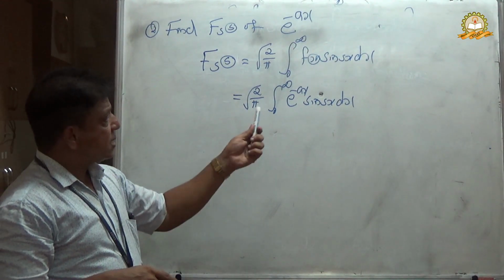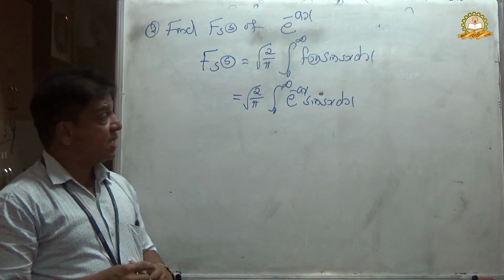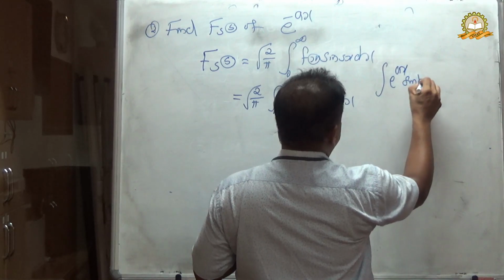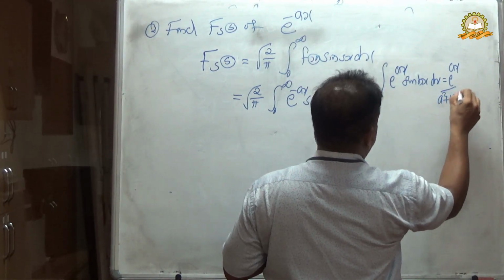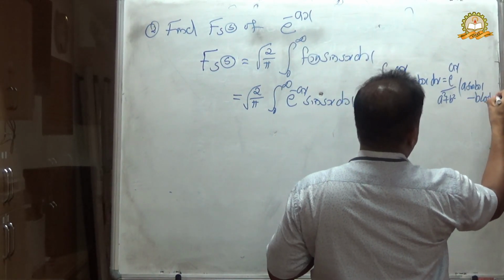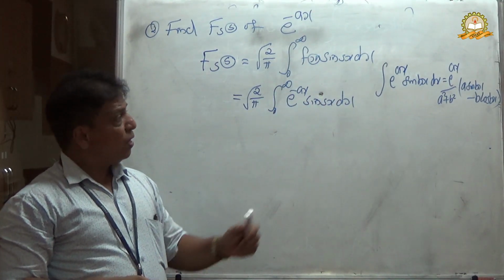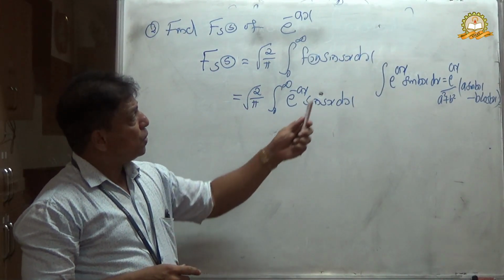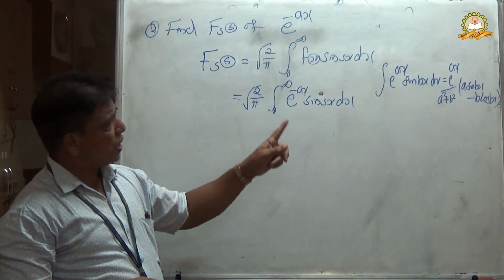Here, in this case, we use a standard result in integration. That standard result says that the integral of e raised to ax sin bx dx is e raised to ax by a square plus b square into a sin bx minus b cos bx. This is the standard result in integration. You should remember this formula. When we apply this formula, we can easily find the integral.